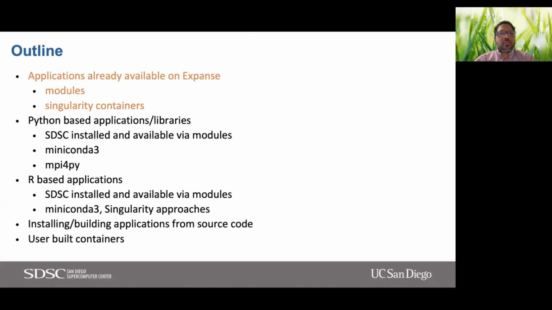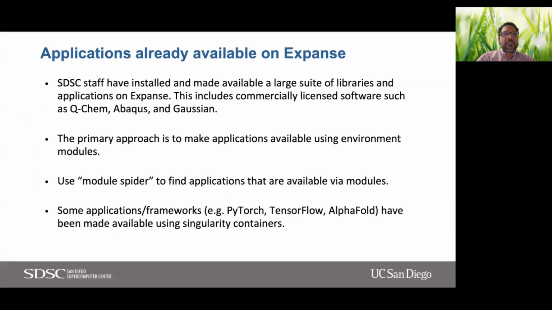So let's start with the applications that are already on Expanse. We've made available a large suite of libraries and applications on Expanse. I think the number of packages is over 200 pretty easily. This also includes some commercially licensed software like QChem and Abacus and Gaussian. And our primary approach for this is to make them available using environment modules. And if you're logged in on the system, the easiest way to find these applications is to use the module spider command.